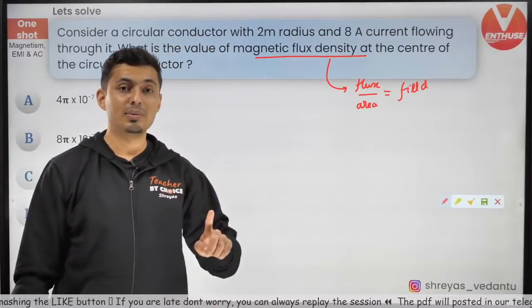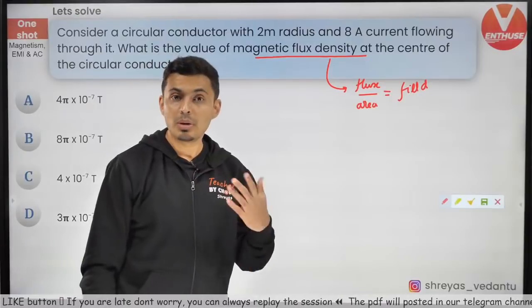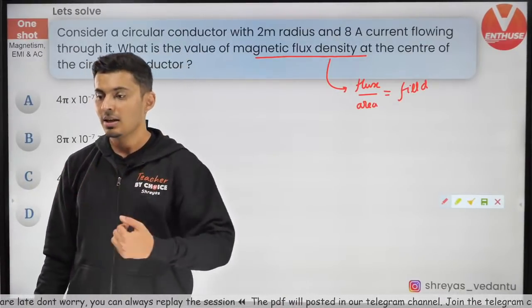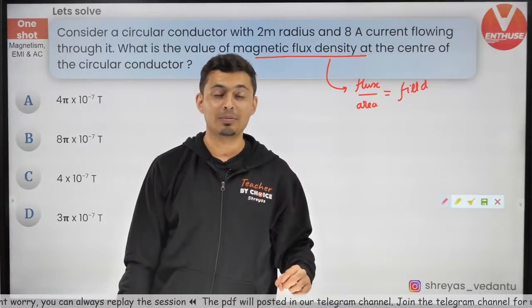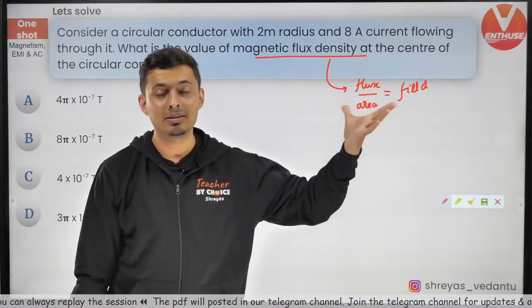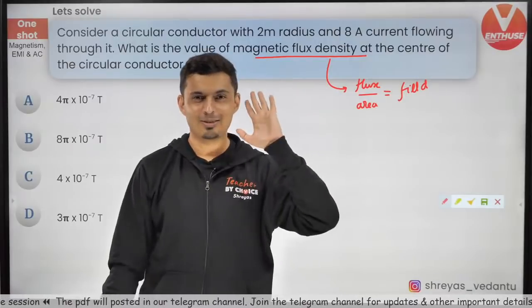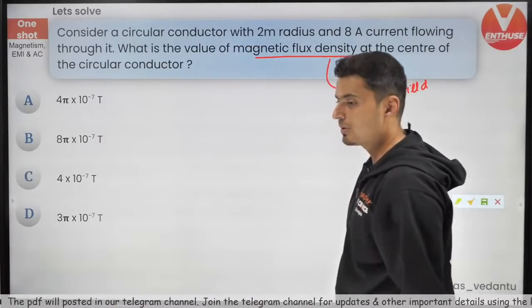Some books also use the word magnetic induction. Don't get confused. It's just like your pet names. You have some name over here, but your actual name is different. At home you are called something else. In school you are called something else. So it's basically different names given to magnetic field. That's all that you should keep in mind.